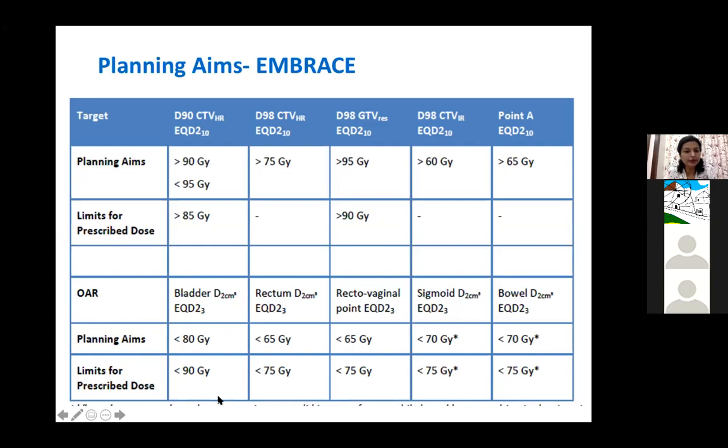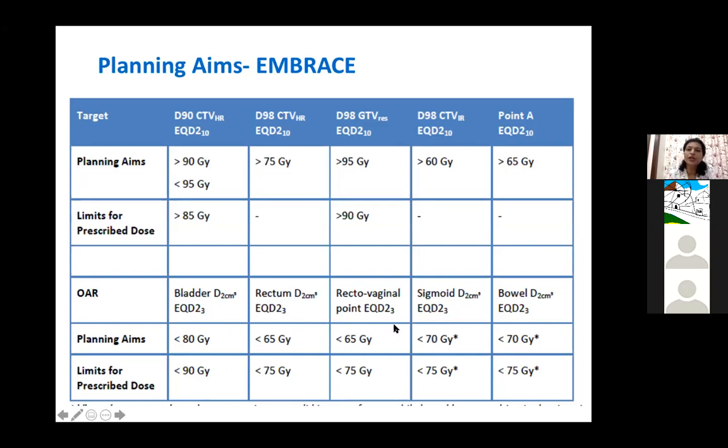Also for the bladder, we aim at achieving less than 80 gray, but the limits are higher, so we have soft and hard constraints. So the planning aim is less than 80 gray. But anywhere below 90 gray, especially with the use of interstitial needles, is acceptable. For D98, for the rectum, it is less than 65 gray.